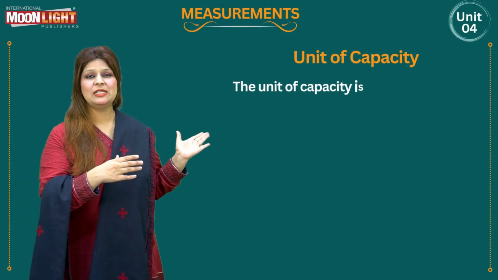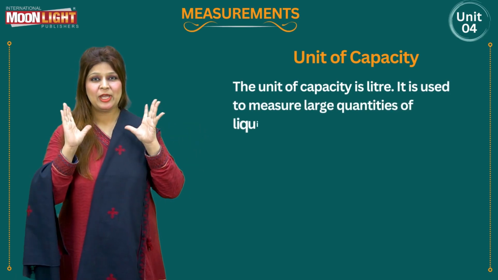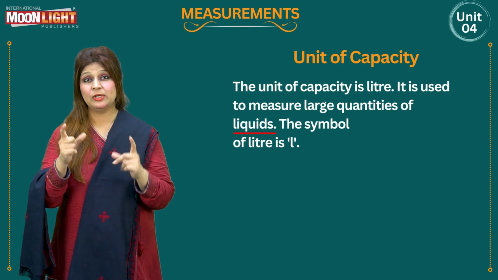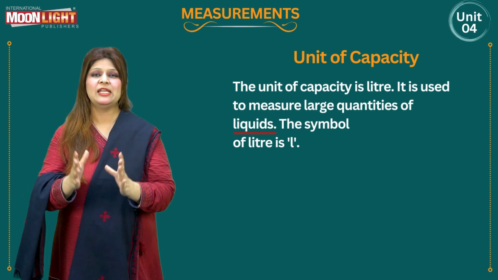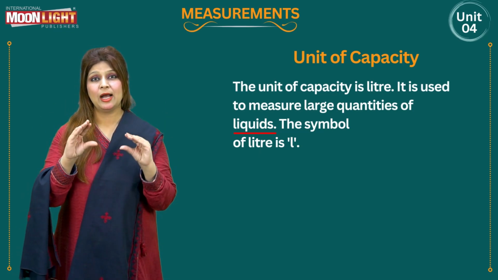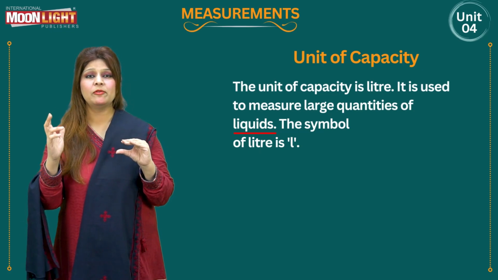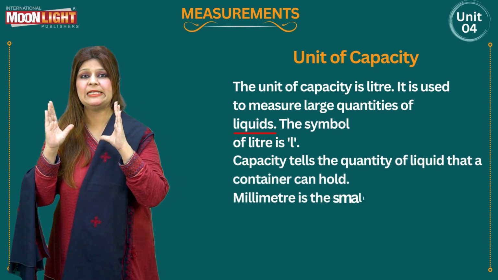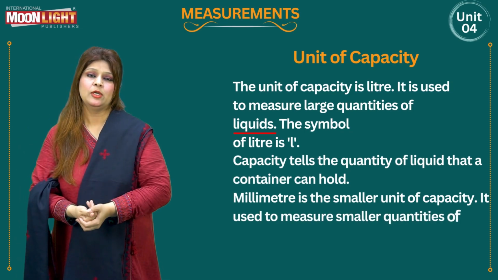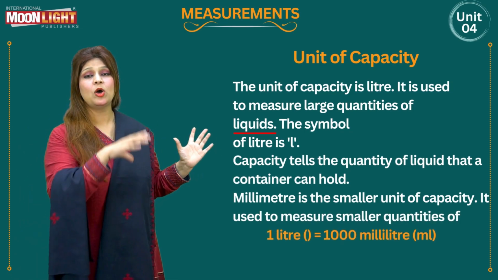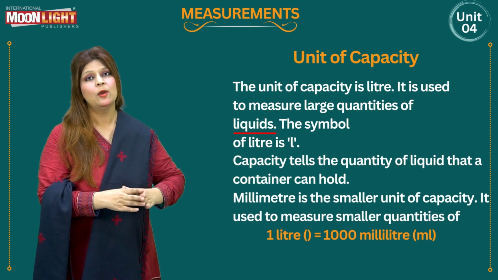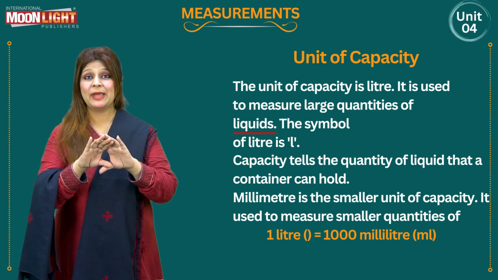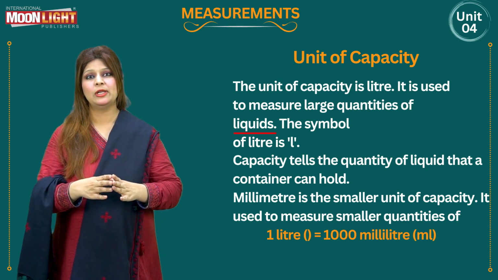So the unit of capacity is liter. It is used to measure large quantities of liquids. Underline the word liquids, because capacity is basically for liquids, not for any kind of hard things. The symbol of liter is small l. The capacity tells the quantity of liquid that a container can hold. It tells us how much quantity the container can hold. This is the maximum quantity and not the minimum. The maximum quantity is basically the capacity, or we also call it volume.